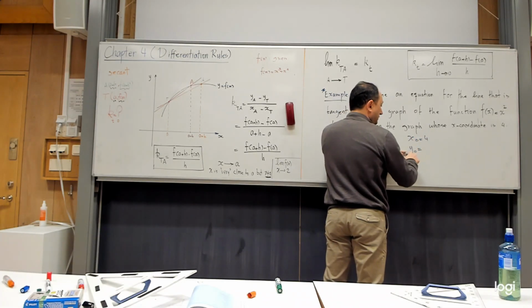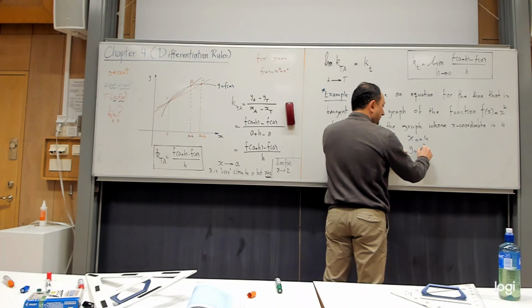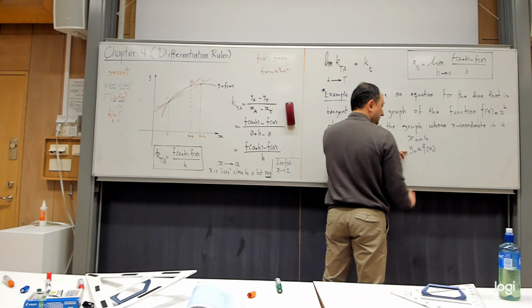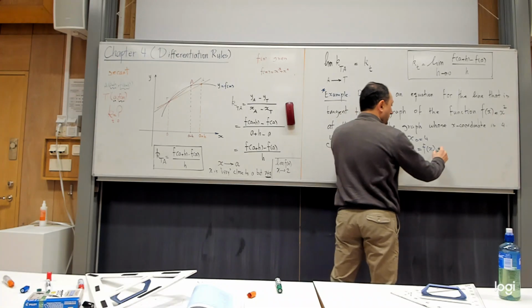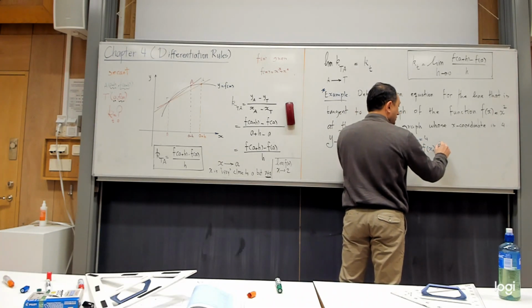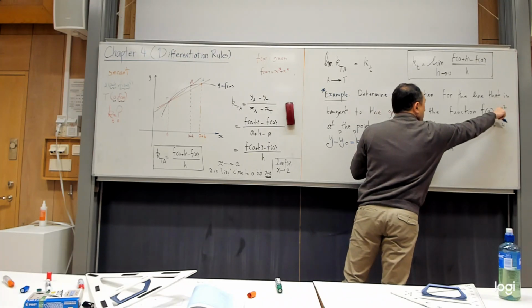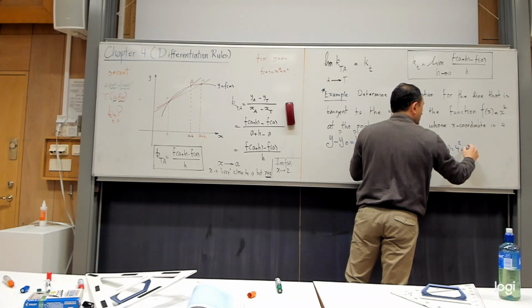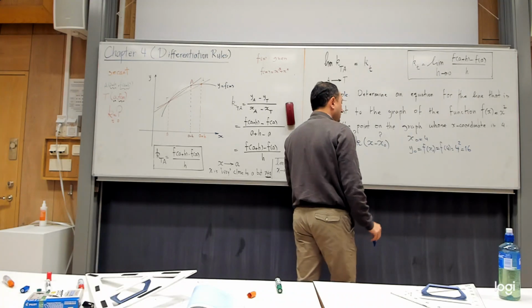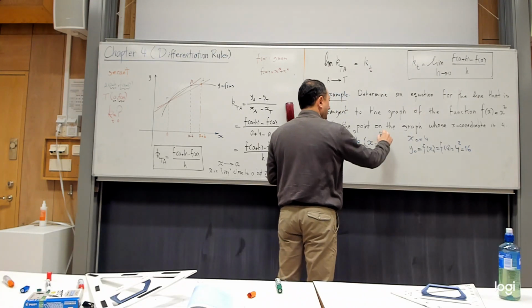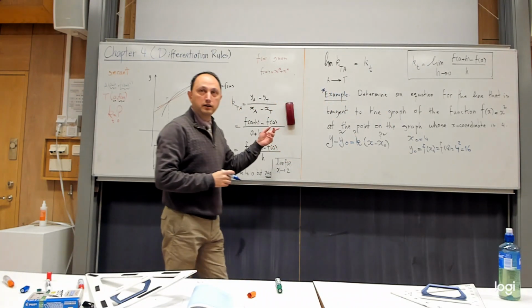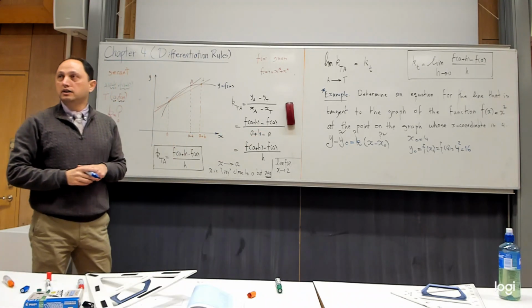So if I want to find y node, it is f of x node. Yes? And f of x node is f of 4. But what is f of 4? It is 4 to the power 2, which is 16. So I don't have any problems there. So the only thing that remains is calculating k.